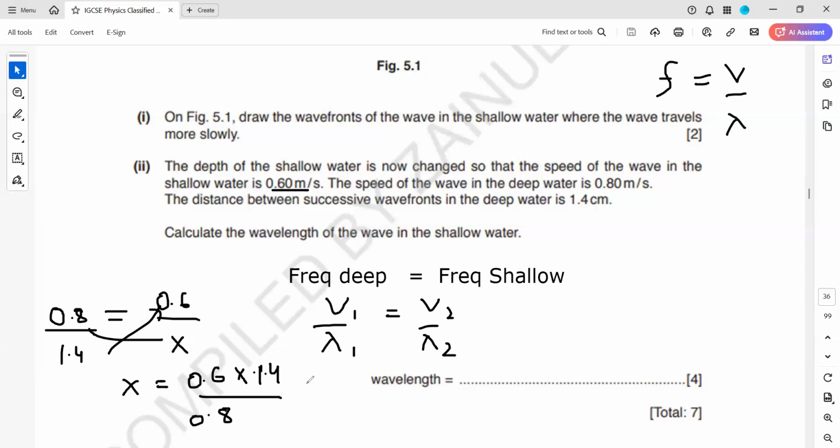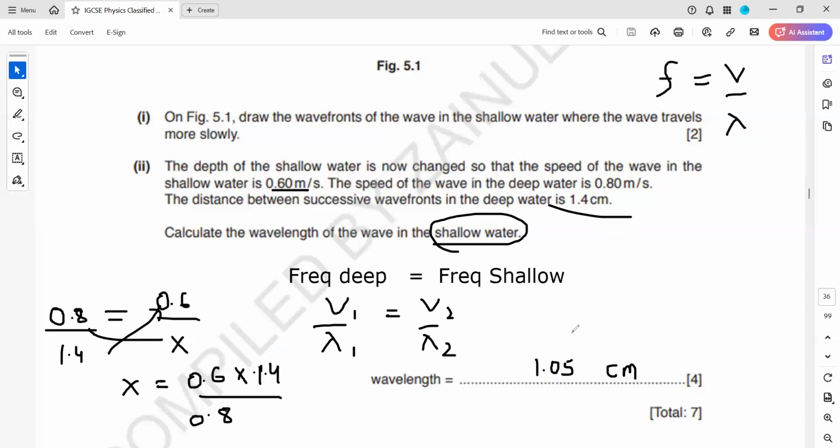What's the answer here? We'll get the answer in centimeters because we did not convert the unit. So 1.05 centimeters. And it is obvious, because in shallow water the wavelength should decrease. In deep water it was 1.4, so in shallow water it should be less than 1.4.